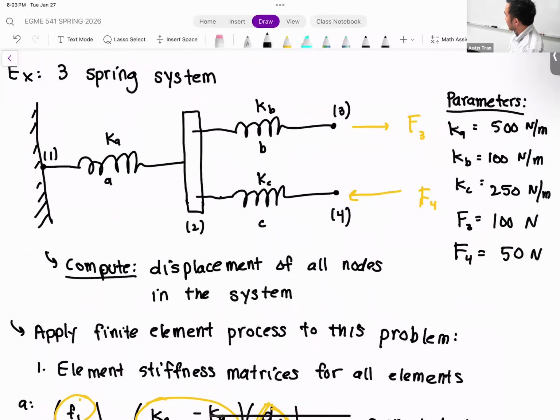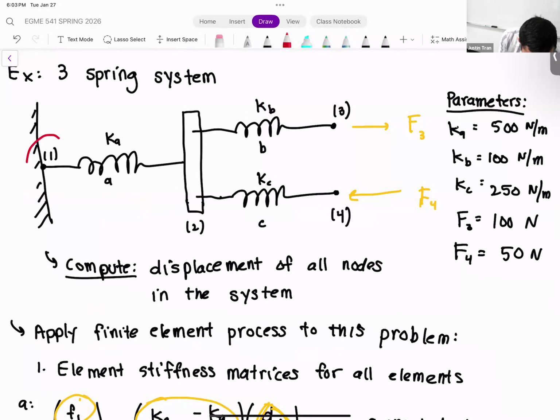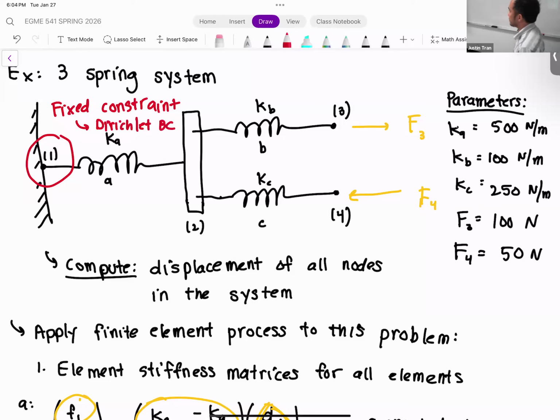So we have three boundary conditions that we need to account for here. On the one hand, we have node 1 that's attached to a fixed wall, so we can say that this is a fixed constraint. Remember, for a fixed constraint, we are going to apply a Dirichlet boundary condition.